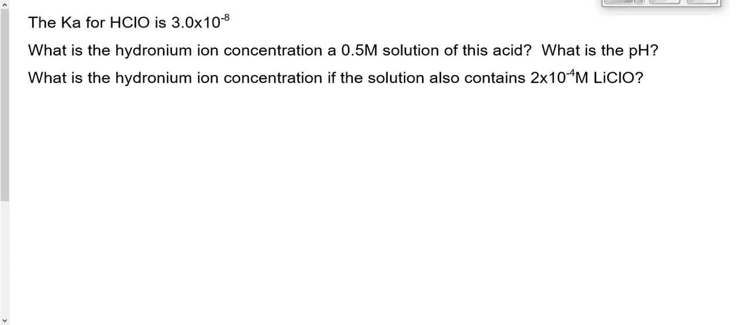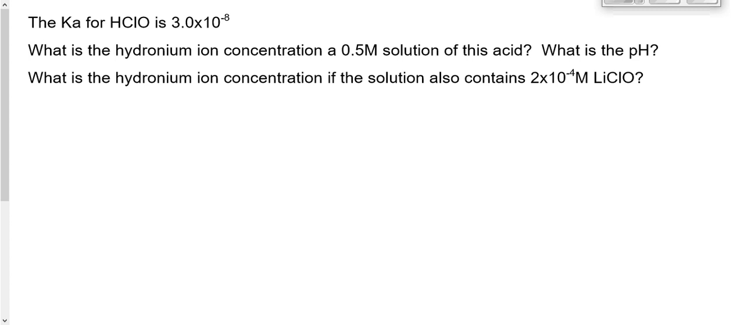Let's try a question using acids. In this case, the acid we're going to use is hypochlorous acid. Hydrogen hypochlorite is named hypochlorous acid. The Ka for this acid is given as 3 times 10 to the minus 8. Suppose I have a 0.5 molar solution of this acid. Calculate the pH. Then we're going to add a salt.